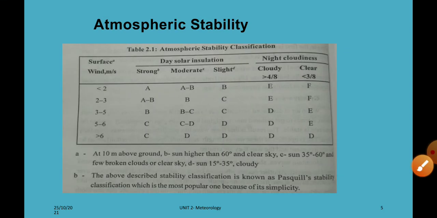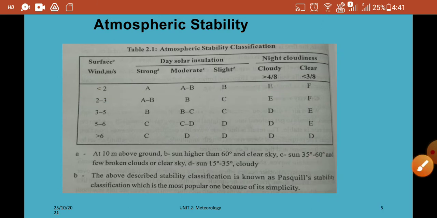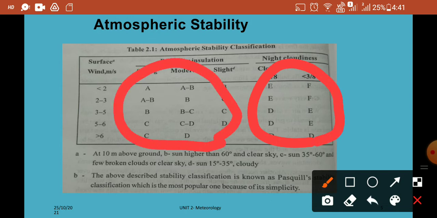Here are the classifications by wind speed. If the wind speed is less than 2 and the daytime solar insolation is strong, it is A; moderate means A to B, and slight means B. Cloudy at night means E and F. Mostly at night conditions are stable, while during the day it may be unstable. The wind speed ranges are less than 2, 2 to 3, 3 to 5, 5 to 6, and greater than 6 meters per second.